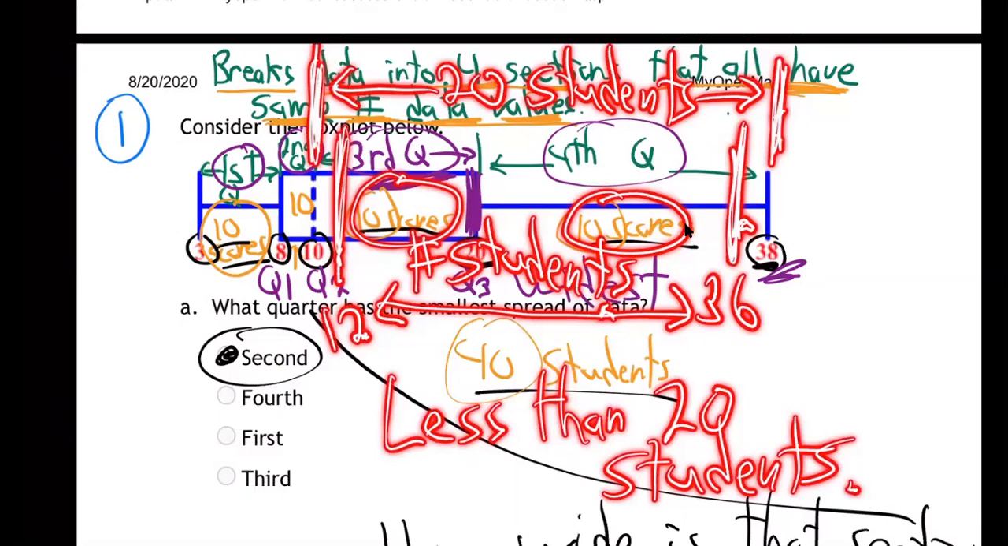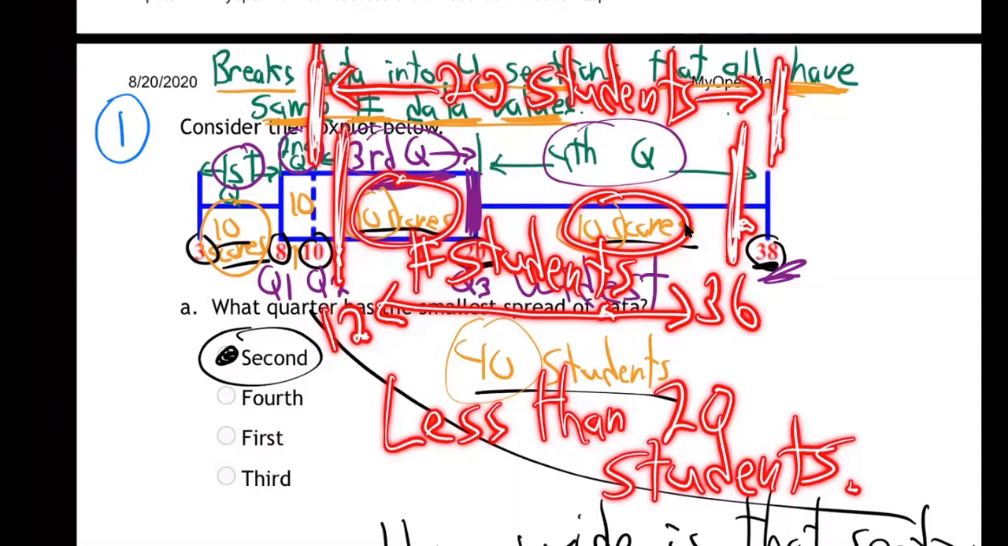You lost me way back. I have absolutely no idea how to do this problem. Right, so let's look at the number of students. Track with me. Do you see what I'm doing on the graph up there? Remember, there's 10 students in each quarter, right? Keep that fixed in your mind. There's 10 students in each quarter.